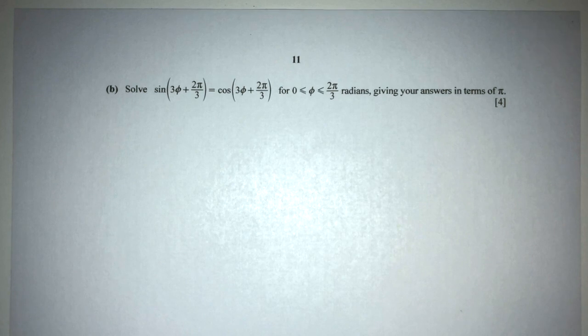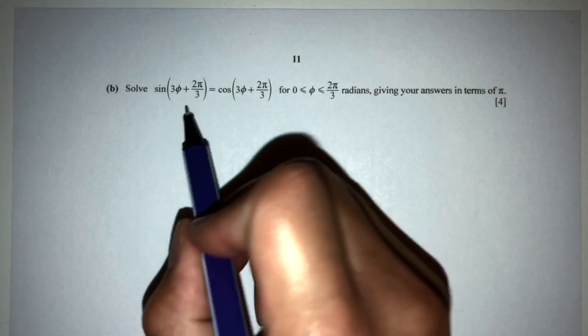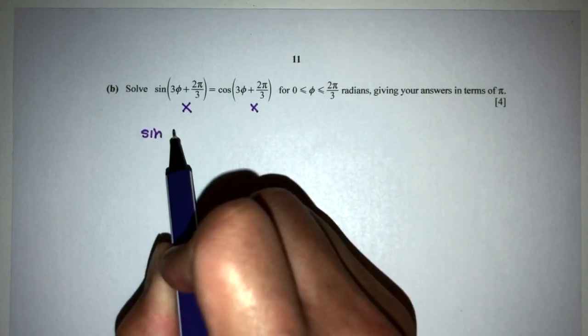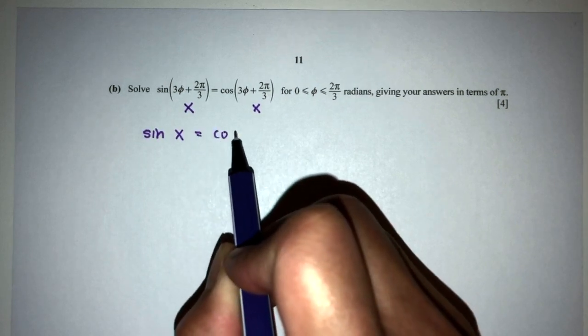Now let's move on to part B of the question, number 8. So here we have to solve this equation for the angle psi in radians, giving the answer in terms of pi. Now, as you can see, this one is pretty tough to work with. Let me first rewrite this as x. For example, you have sin x equal to cos x.